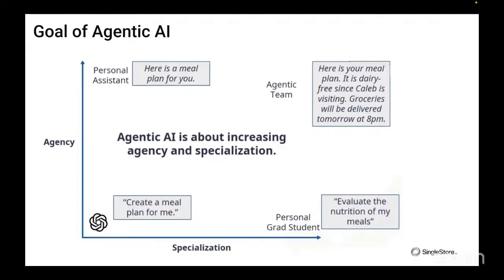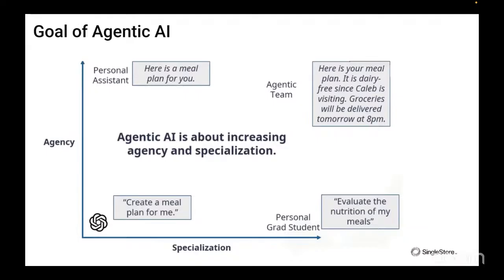But when you have a personal assistant created by any model, you can automate it, where you can tell it, hey, create a meal plan for me. It will say, here is the meal plan for you. It can do it for you on a weekly, monthly, and all those bases. But there is more agency, but less specialization, right? It does the same thing. There is nothing special about it.